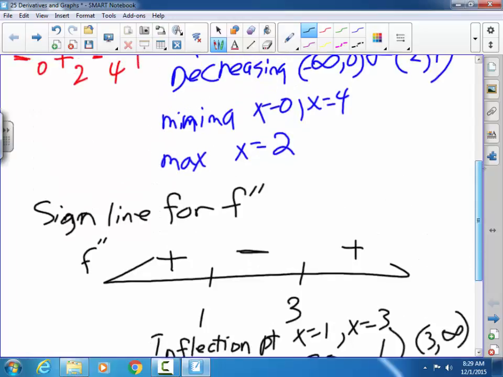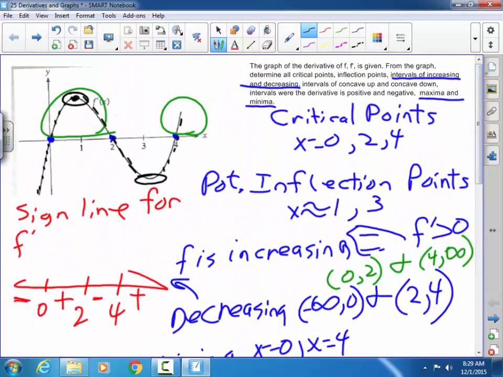So we have gathered together an awful lot of information about this function from just that. Can you draw the function now? Can you sketch out what the function would look like?